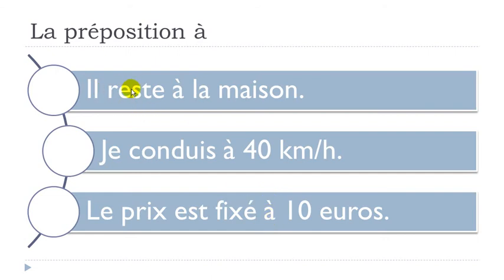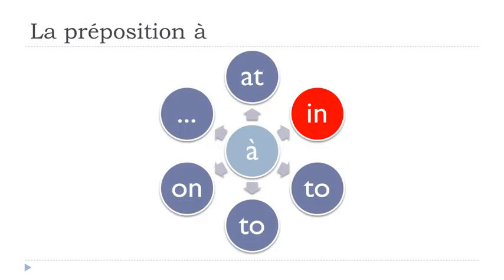So, il reste à la maison. Je conduis à 40 km/h. Le prix est fixé à 10 euros. If you want to express this at concept for these situations, then you will have to use this préposition à.